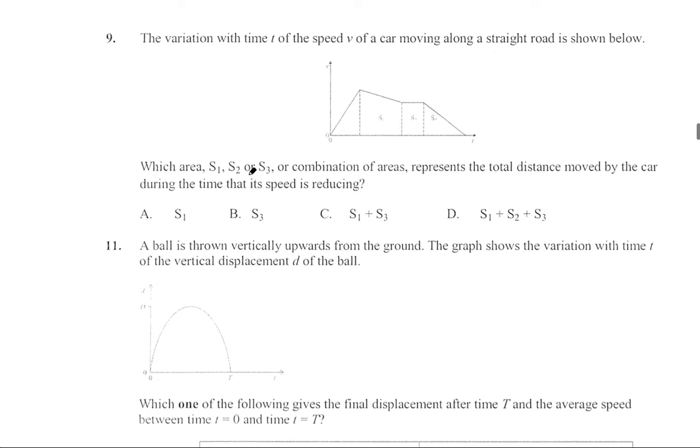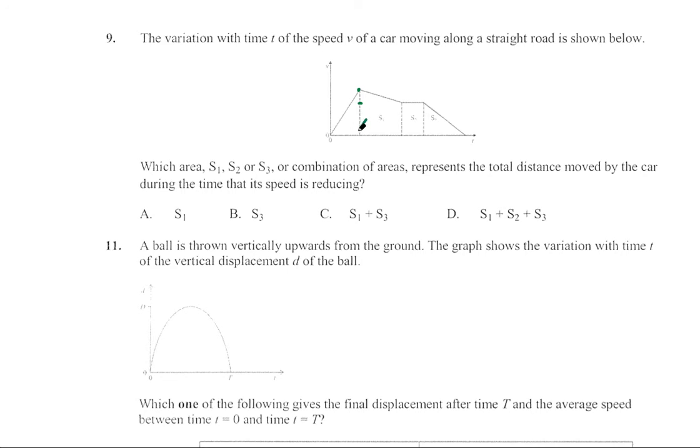Number 9, we want to know which area, S1, S2, S3, or combination of areas represents the total distance moved by the car during the time the speed is reducing. So if we look, this is the speed of the car. And I see a decreasing speed in this S1 because it starts off at some speed here, and then sometime later it's some speed there. And then it's going along at a constant speed, and then it's decreasing once again.